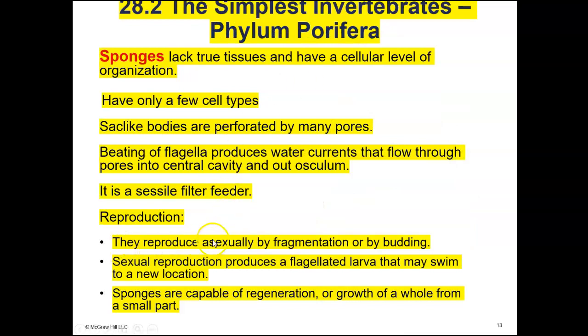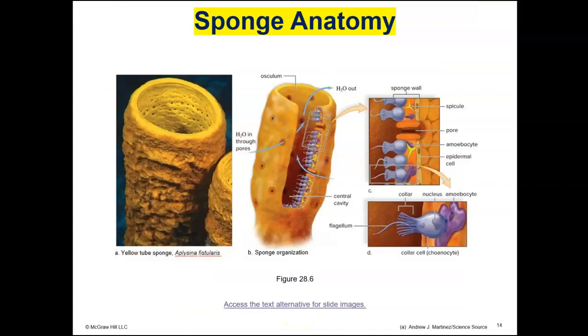For their reproduction, they reproduce sexually and asexually. Asexual is by fragmentation or budding. Sexual reproduction produces a flagellated larva that can swim to a new location, attach, and grow into an adult that is sessile. Sponges are capable of regeneration. As far as the cells that form a sponge, you have these collar cells that filter food into the sponge. You have these amoebocytes, which is where digestion occurs.